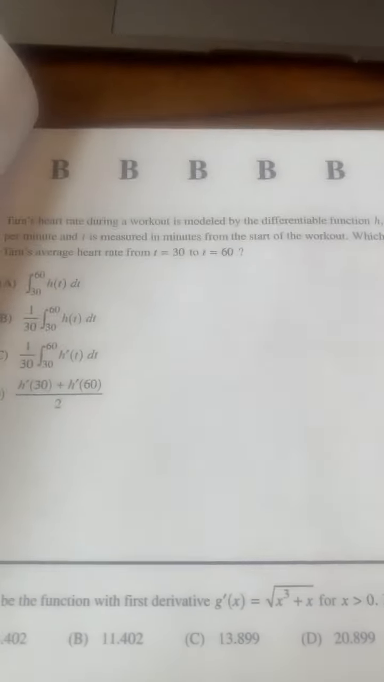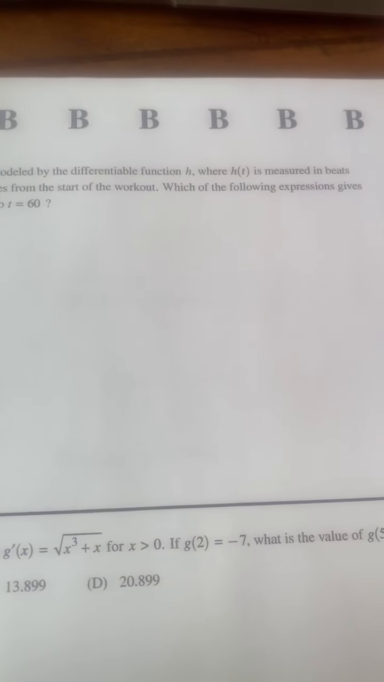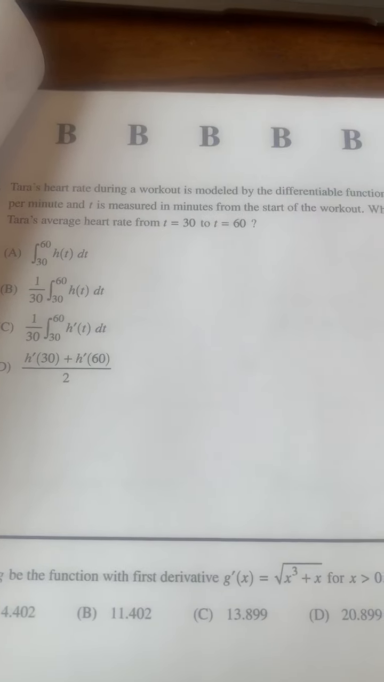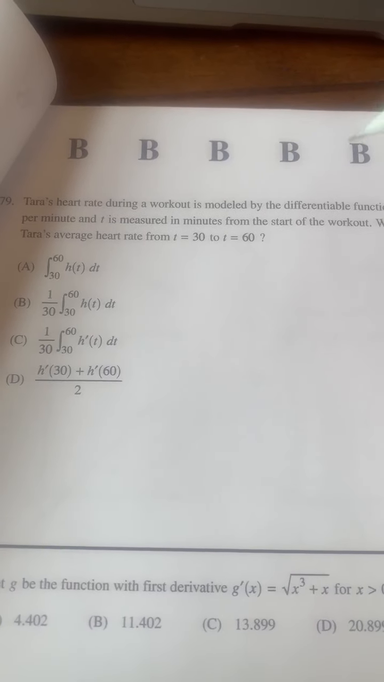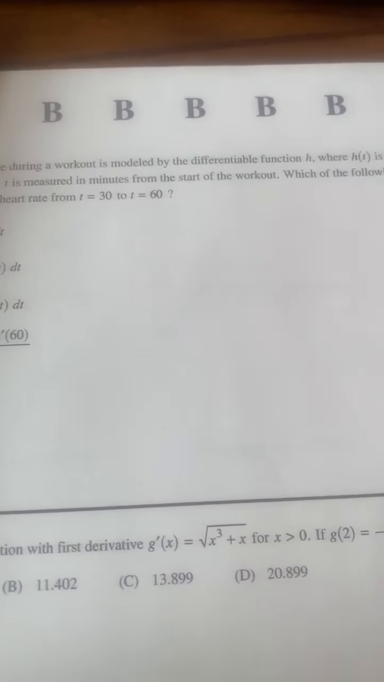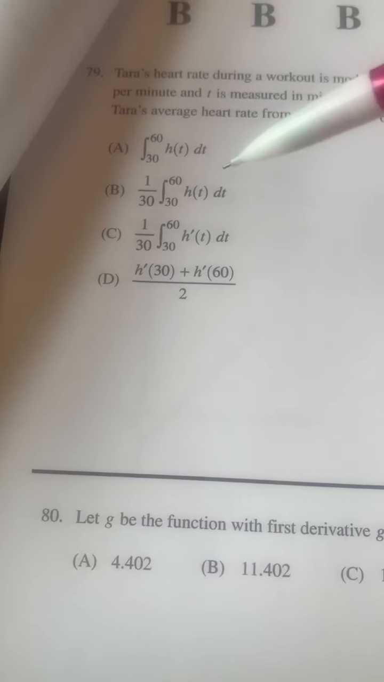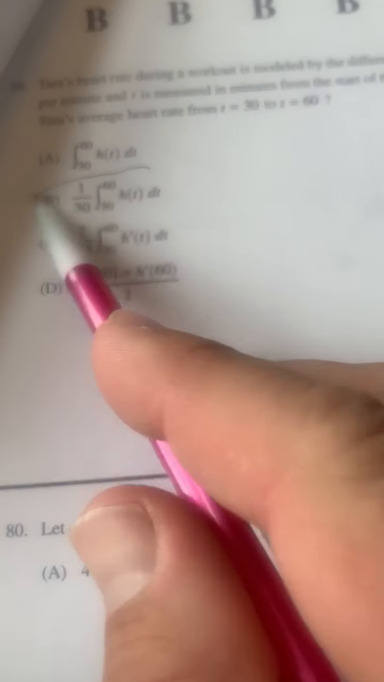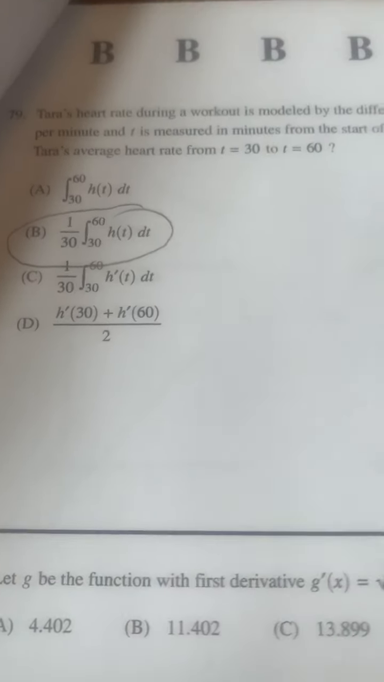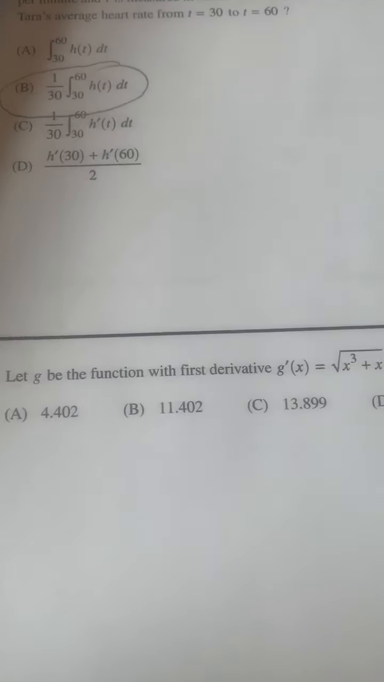79 says, Tara's heart rate during a workout is modeled by the differential equation, H in beats per minute. So H is her heart rate in beats per minute. And it says, which of the following expressions gives Tara's average heart rate? So if you want the average value of a function you've been given, then you just do integral divided by interval. So that would be this one, not of the derivative, just of the function. If you're given a function and you want the average of its derivative, then you would do average slope.